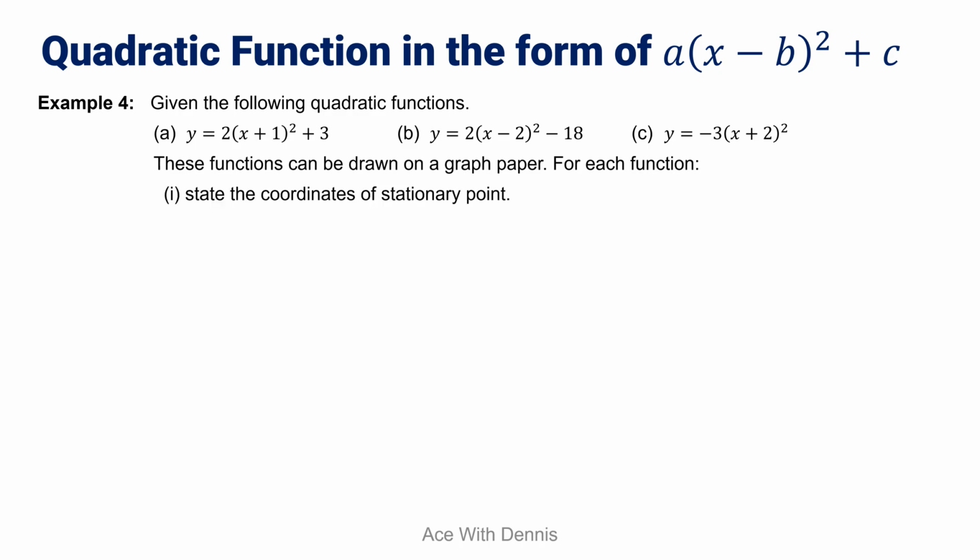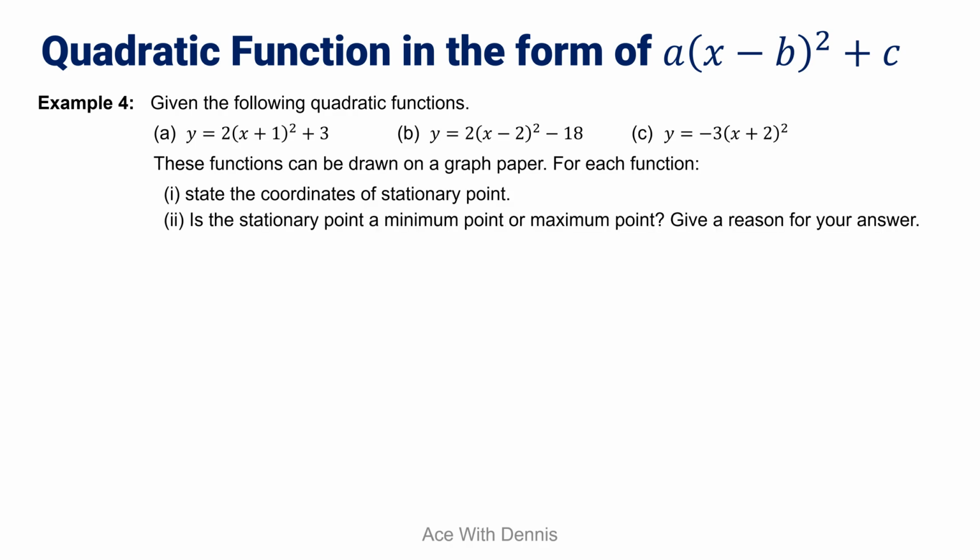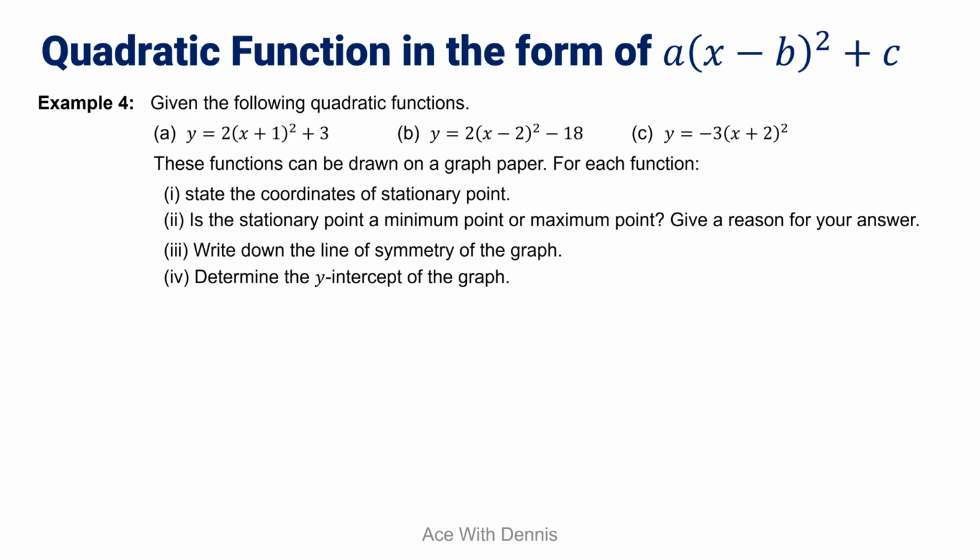For each function, number 1, state the coordinates of the stationary point. Number 2, is the stationary point a minimum point or maximum point? Give a reason for your answer. Number 3, write down the line of symmetry of the graph. Number 4, determine the y-intercept of the graph. Number 5, determine the x-intercept of the graph, if any. Number 6, hence sketch the graph.